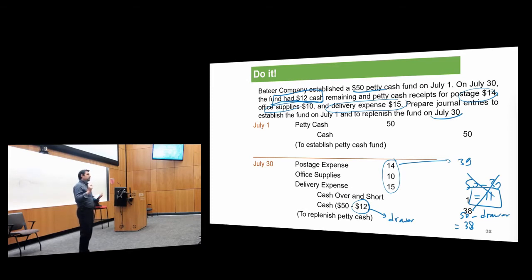The difference, do you have an extra dollar or did you lose a dollar? Extra dollar, that means that the company made an extra dollar. When the company makes an extra dollar, it's a revenue. So you treat cash over and short as a revenue. When revenues increase, what do you do? You credit them. In the previous example, the company had lost a dollar, so we had treated cash over and short as an expense. Okay? Any questions?